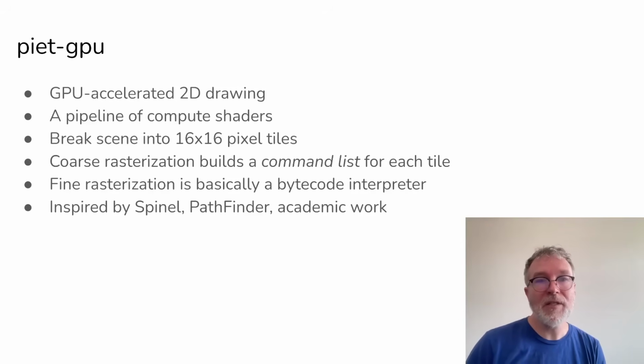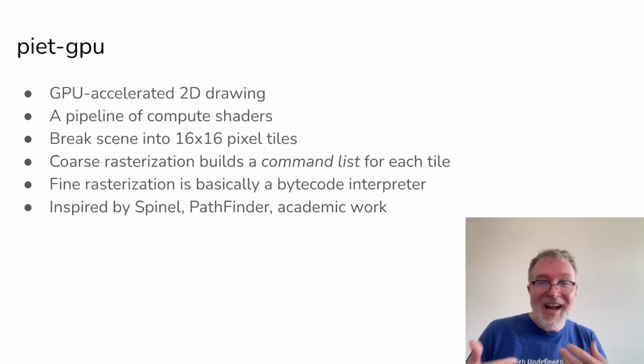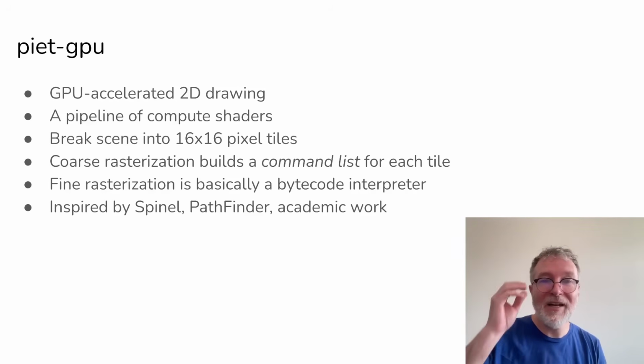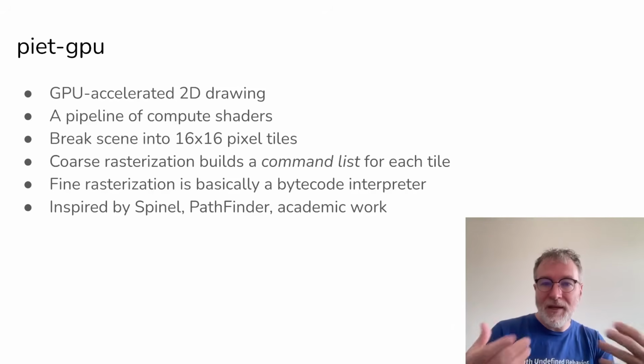So this is GPU accelerated 2D drawing. It is fundamentally built out of compute shaders, so it's a different approach. Most GPU renderers are built on the rasterization pipeline, fundamentally breaking the scene down into triangles and rendering it with triangles. This is not doing that. This is doing it really in software. It's really a software renderer that's just happening to run on a computer that has potentially thousands of threads to evaluate that. So there's a coarse rasterization phase, which basically builds a command list for each of the tiles.